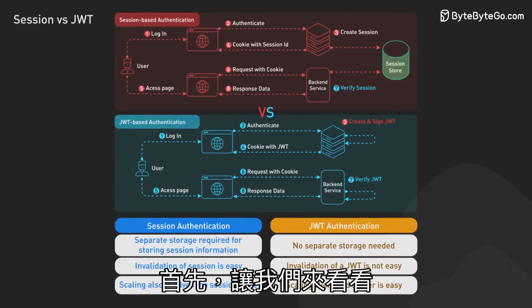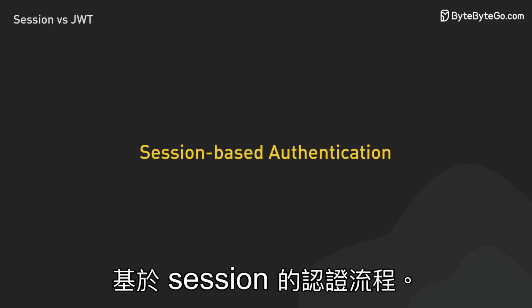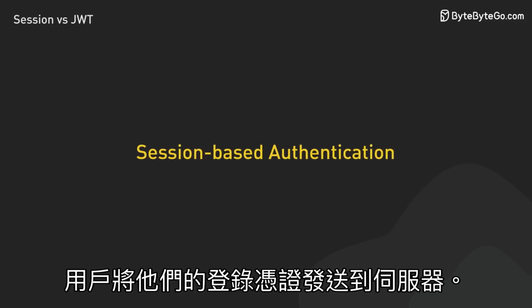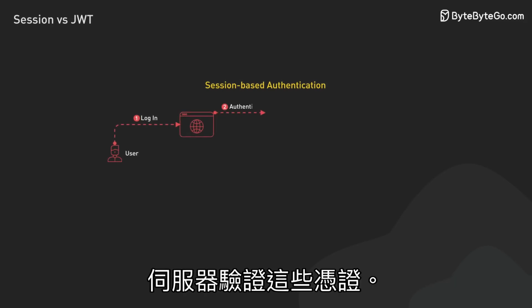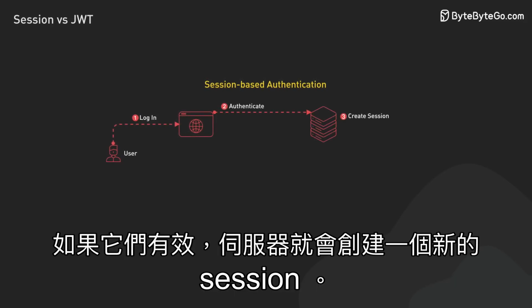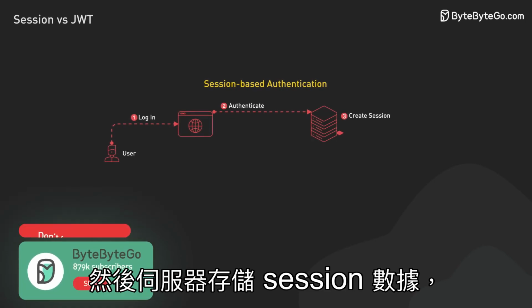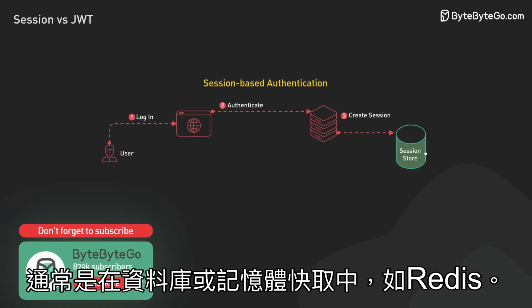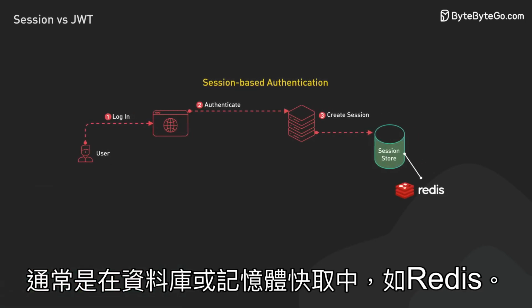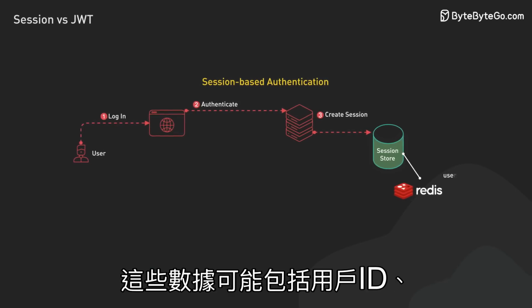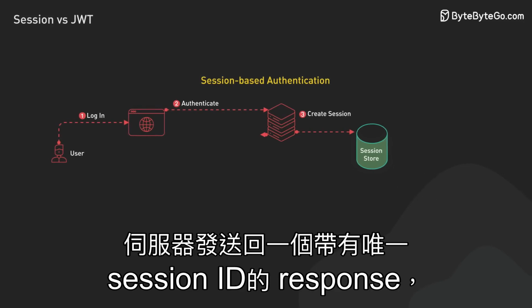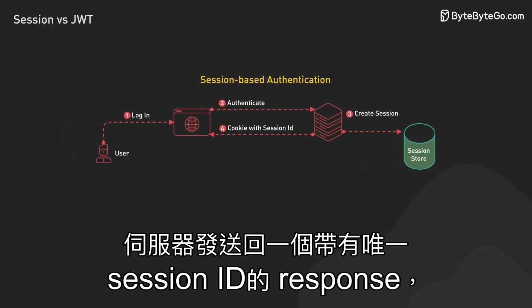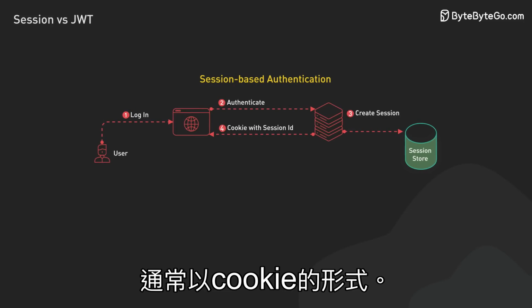Let's get started. First, let's walk through the flow of session-based authentication. The user sends their login credentials to the server. The server verifies these credentials. If they are valid, it creates a new session. The server then stores the session data, typically in a database or in-memory cache like Redis. This data may include the user ID, session expiration time, and other metadata. The server sends back a response with a unique session ID, usually in the form of a cookie.